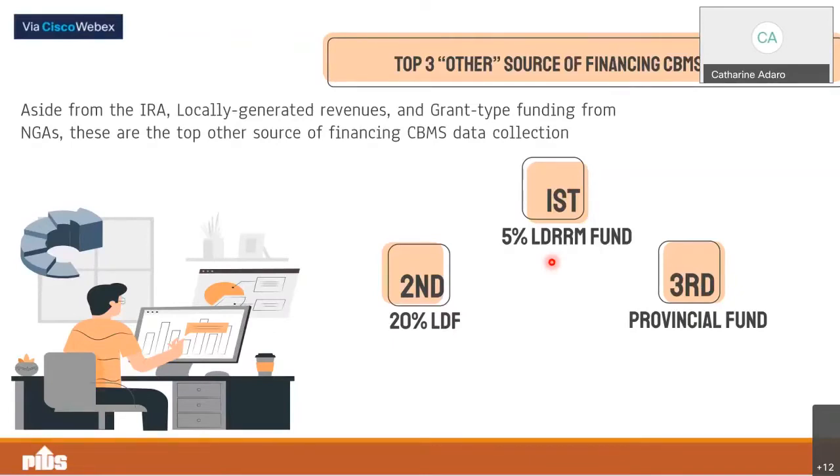There were expenditure items not allowed to be charged against the 20% development fund. However, funding for data collection for development planning purposes is not explicitly stated there. So most likely, CBMS funding can be approved to be charged from the 20% LDF, since it serves as inputs to the LGU's development planning.